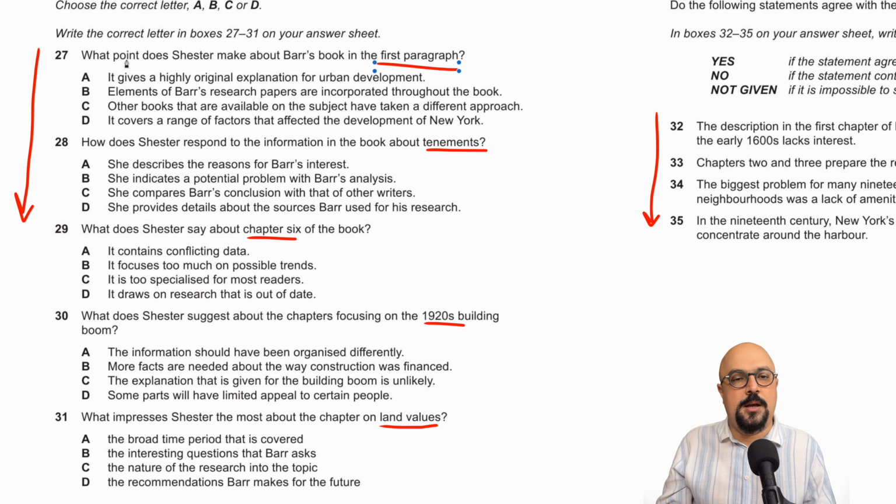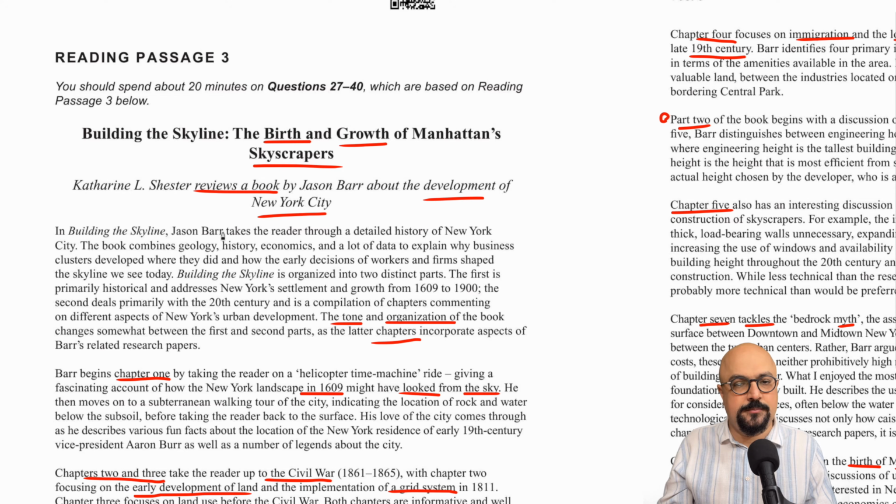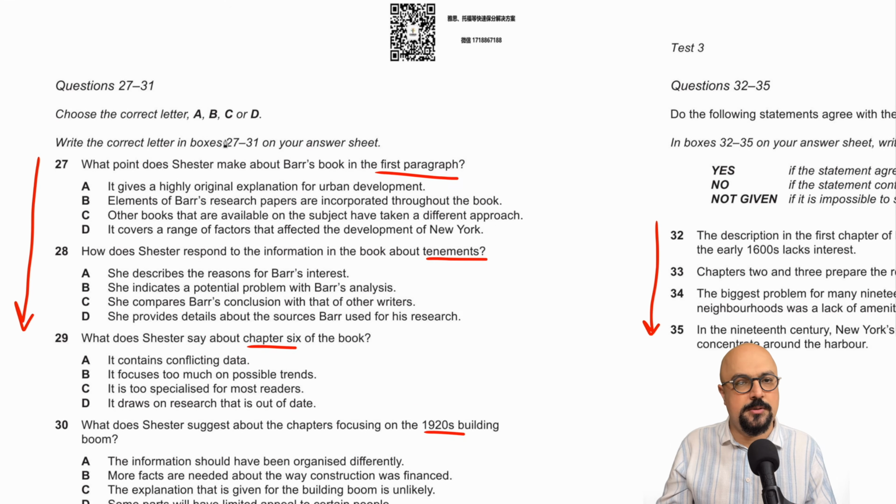Now that we know which paragraph to deal with, it's better not to read the options at all, because these tend to confuse you. They're designed in a way that they are tempting, distracting, and usually the wrong options are too attractive and cause confusion. So let's just start with the question itself. What point does Chester make about Barr's book in the first paragraph? Now we need to read the paragraph more carefully. So, who's that guy? Chester. Okay, Chester. Who's Chester?